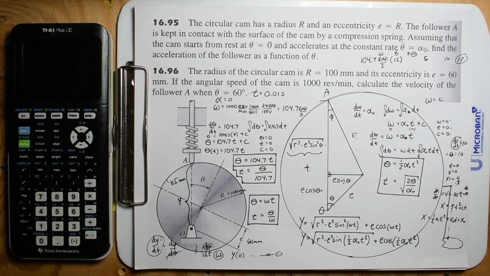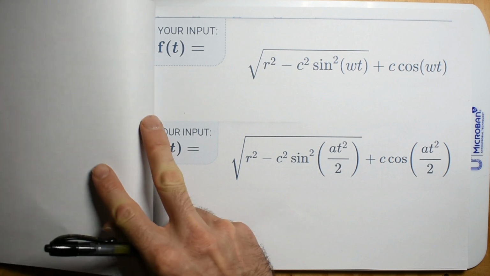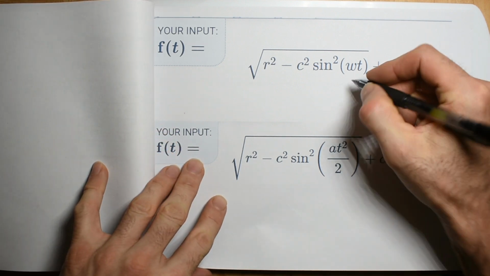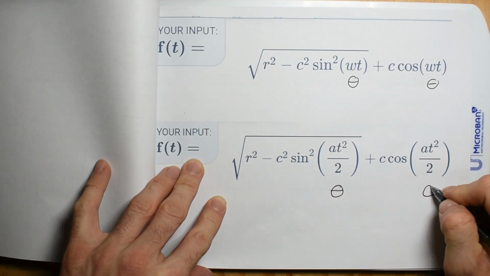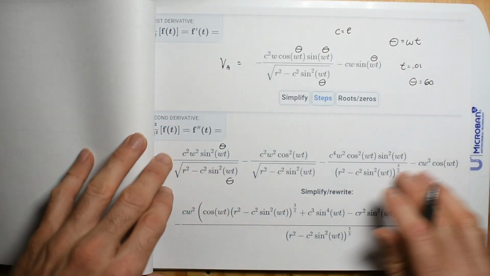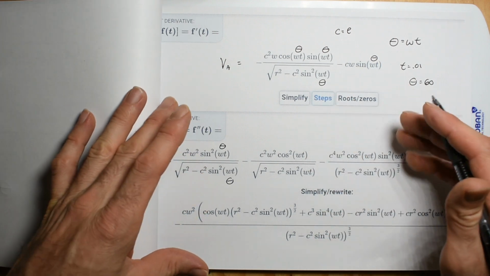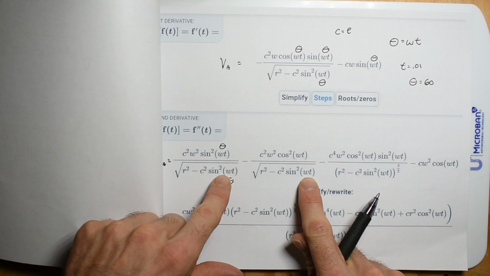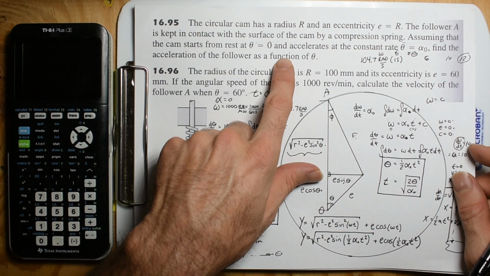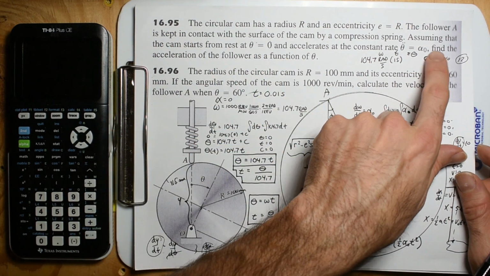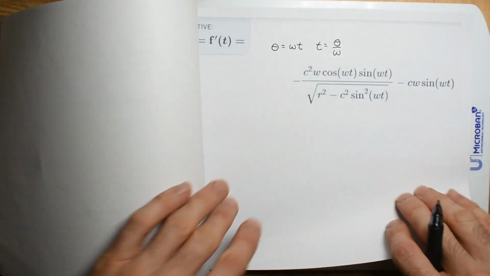All right, sweet. So here's the inputs. And obviously this was theta for one problem. The problem with acceleration, this was theta. And this is the problem with just the constant speed. Anywhere where we see omega t, we can input theta. Now this problem was brutal. It's not in the back of the book, but it literally says find the acceleration of the follower as a function of theta. That's the second derivative.